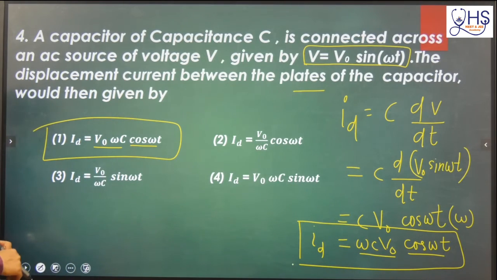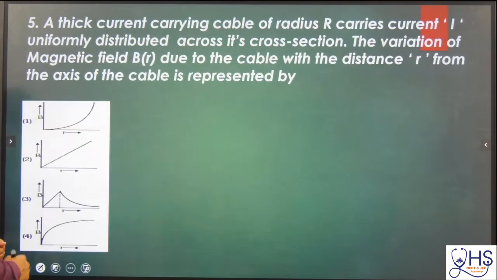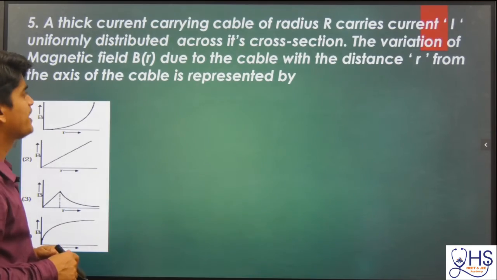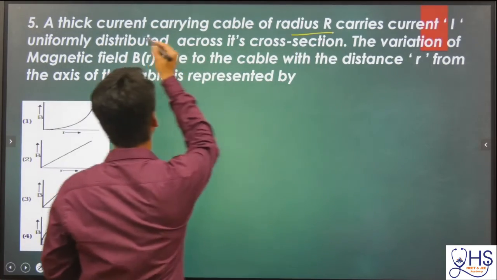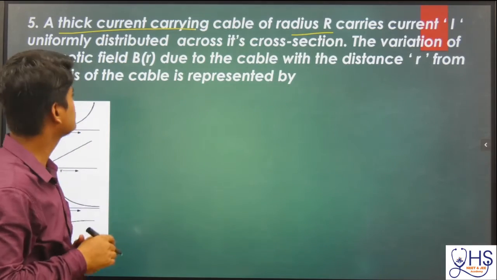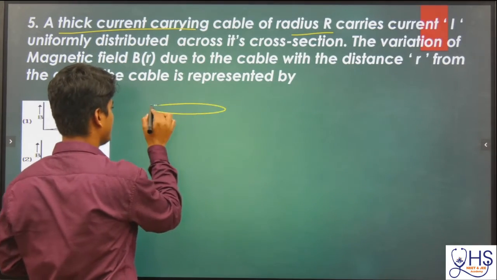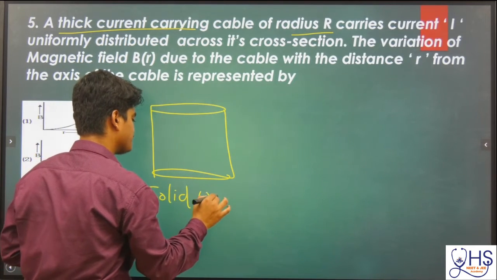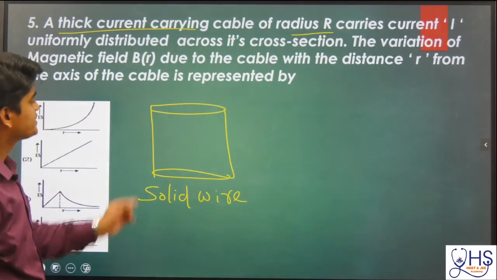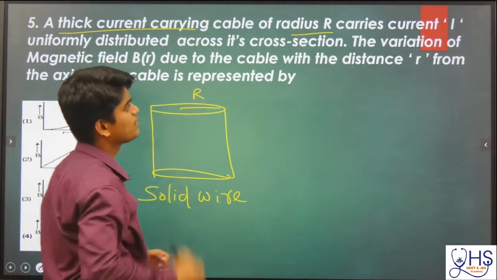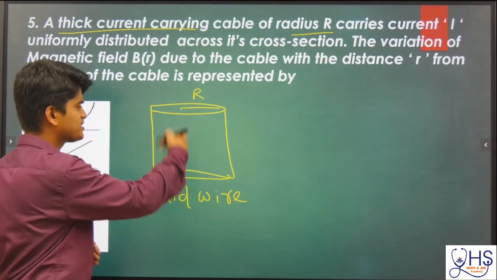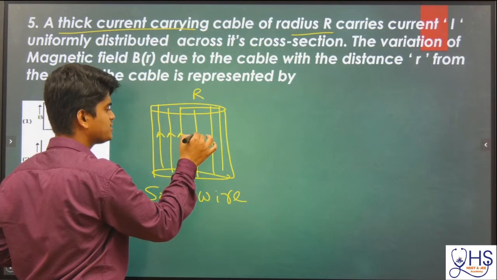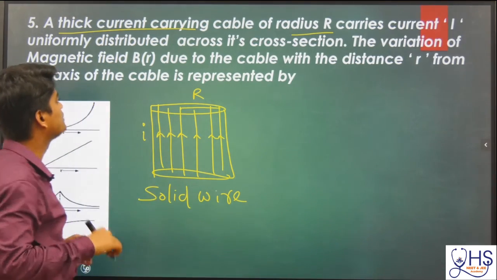Now next, come to question number 5. A thick current carrying cable of radius r. Here they are telling thick current carrying cable, so try to focus on that word. Thick current carrying cable means it is a solid wire. Its radius is given as capital R and current I is flowing. That means in the solid conductor current I is flowing, so everywhere current is there. The total current is I.